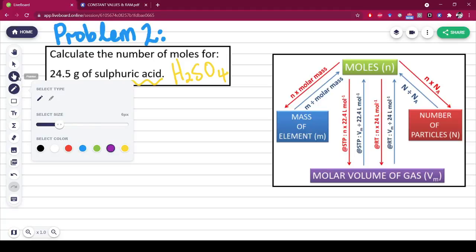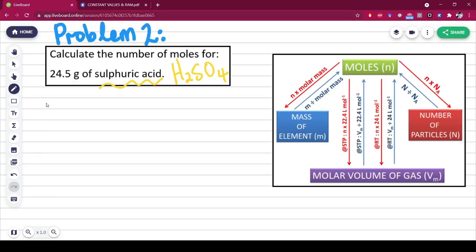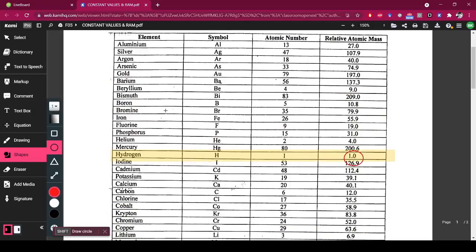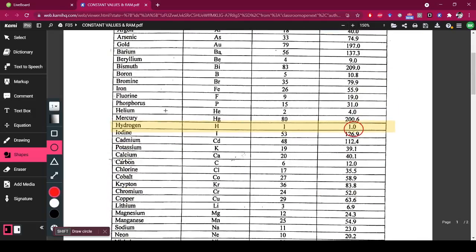I'm going to use black ink. So the first thing you need to work out is the molar mass of H2SO4. And how do you do that? So you're going to look at the constants over here. So you can see this, like I said before, this table will be provided for you in exams.